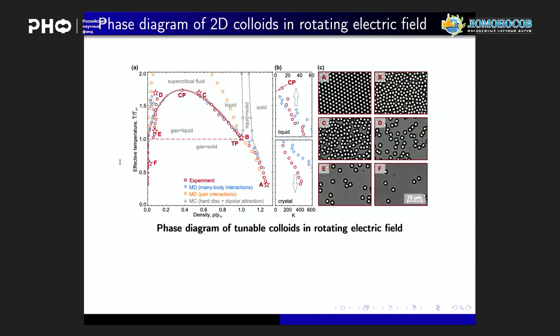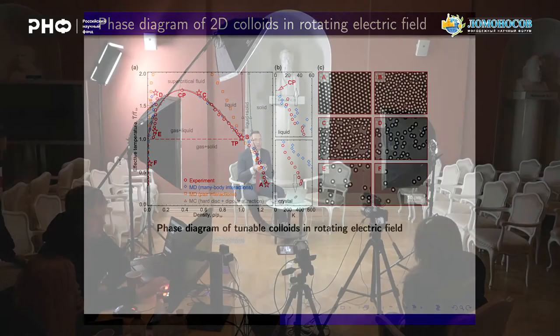And the phase diagram of this colloidal system in a rotating electric field. Here the red points are experimental results, and the blue rhombi are results of molecular dynamics simulations. And orange symbols are results of molecular dynamics if we assume that the interactions are not many-body but pairwise. So I would like to mention something about the nature of these many-body interactions. We have interactions induced by external electric fields. And it means that the external electric field, as I already have said, polarizes the particles, and they start to interact with each other. But if we have a third particle, then it also should be polarized by the external field, and it also creates its own electric field.